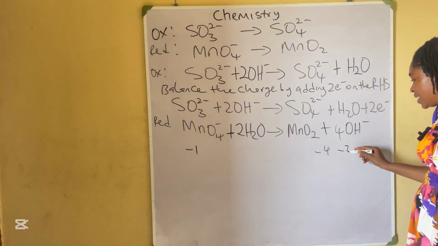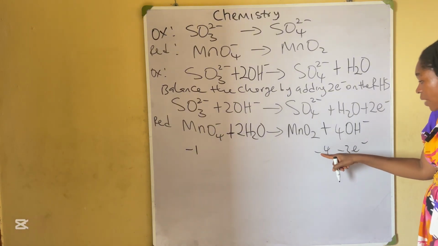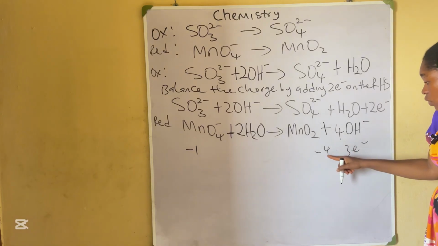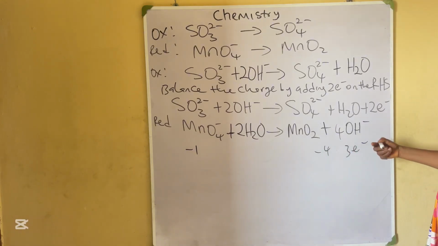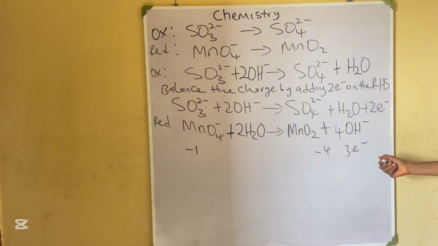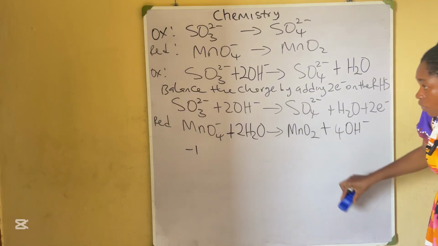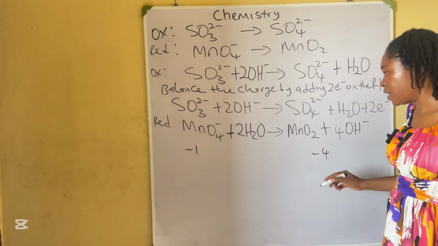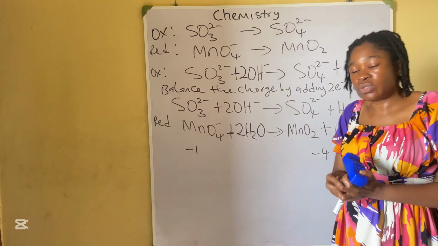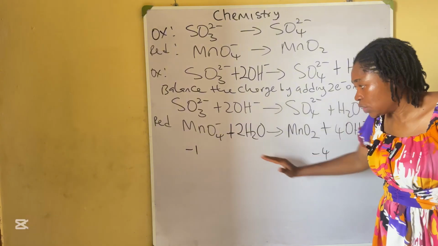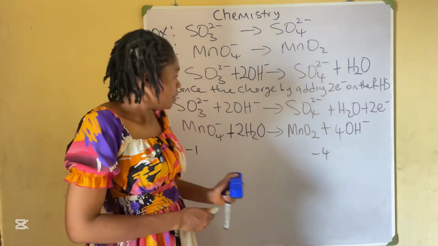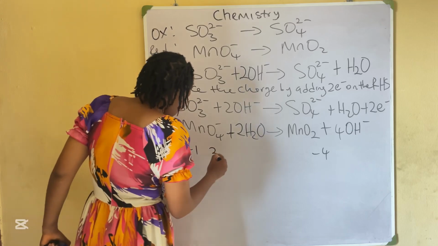So what I'm going to do now, if you add anything, add here, electron is minus. If I put minus 3, it will be minus 3, so the minus 4 plus minus 3 will also give you minus 7. That's why I said if you want to put electron for reduction, add it on the right hand side. So since I have minus 4 here, how many electrons should I add so that the charge will be balanced? So what I need to add is what? 3 electrons. 3 moles of electrons.